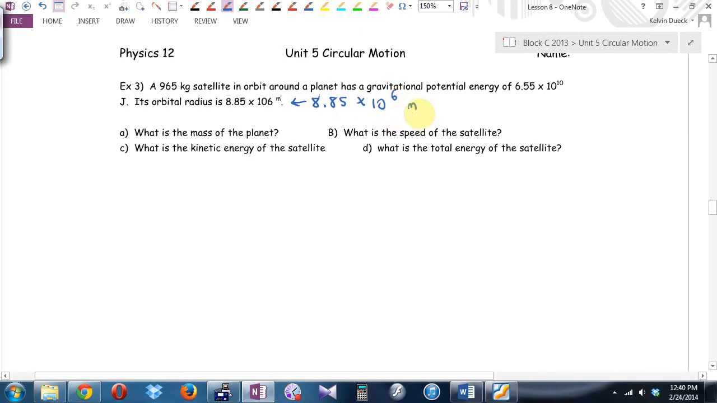All right. A. What's the mass of the planet? How could I figure that out? By the way, there's another typo. Wow, I'm noticing. That should be negative because we're relative to 0 at infinity. How can I figure out the mass of the planet?